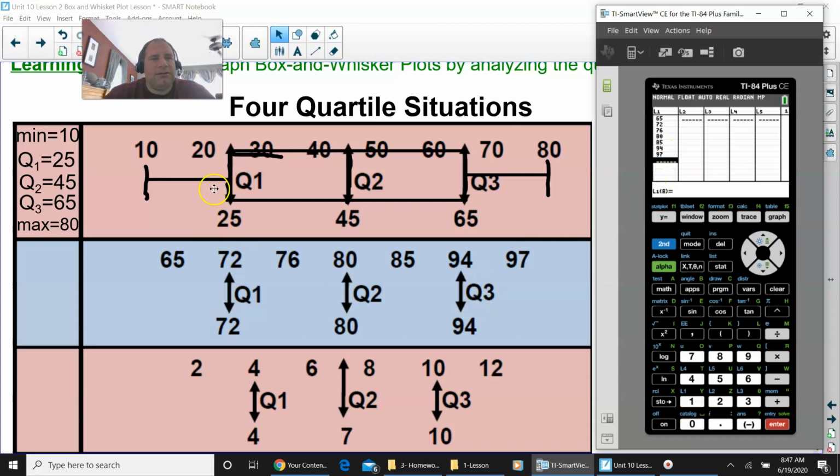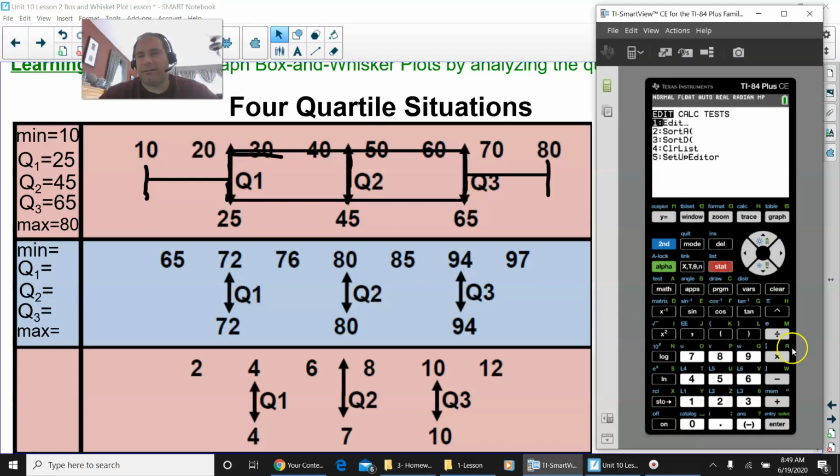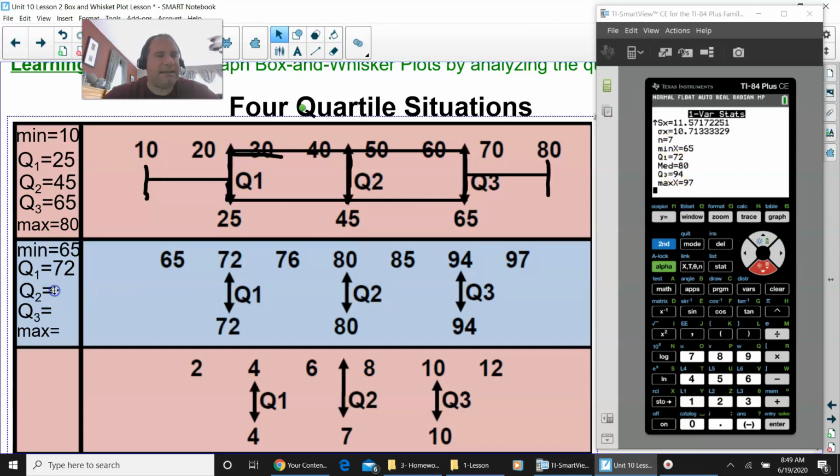And that is it. So I am going to write down my 5-number summary right here. So my 5-number summary is ready to go. I have min, quartile 1, quartile 2, quartile 3, and max. Remember, my quartile 2 is the median of the whole data set. So here we go. We have our numbers. I'm going to press stat, and I'm going to go over to calc, and I am going to press enter 4 times. And I need my 5-number summary. My 5-number summary, the min is 65. The quartile 1 is 72. Quartile 2, which is the median, is 80.